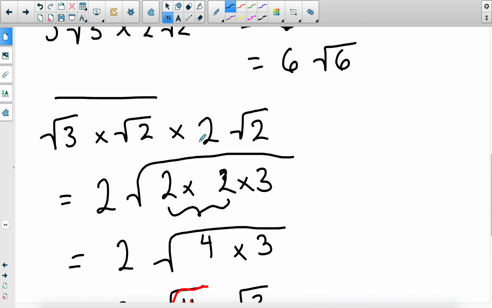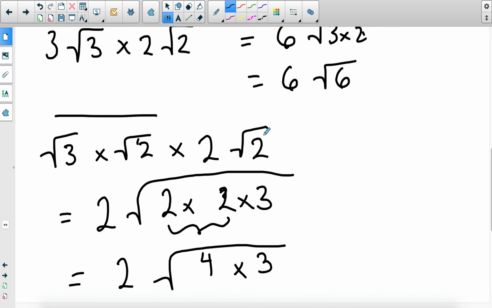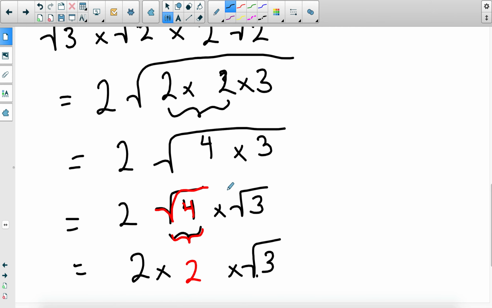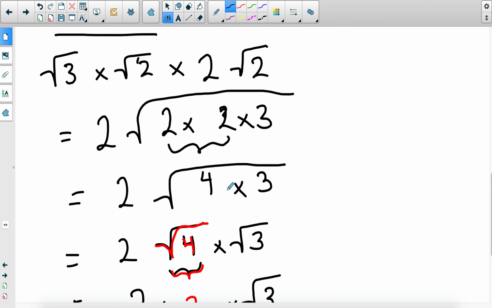I could have easily spotted that the square root of 2 and the square root of 2 would have given me 2. So that's 2 times 2, and that's a 4 in the front, and then I'm left with the square root of 3. So I'm at the end. But again, if you're still unsure about these properties, it might be a bit confusing to do these quick steps. Do go through from the beginning. So it's 2 times 2 times 2.